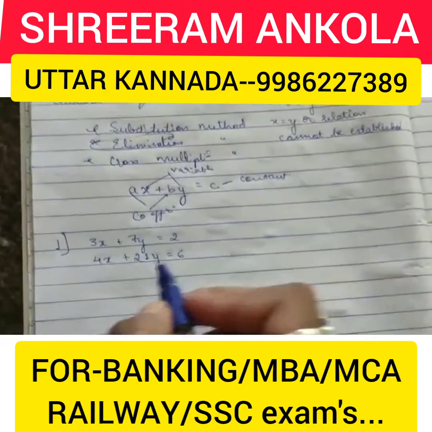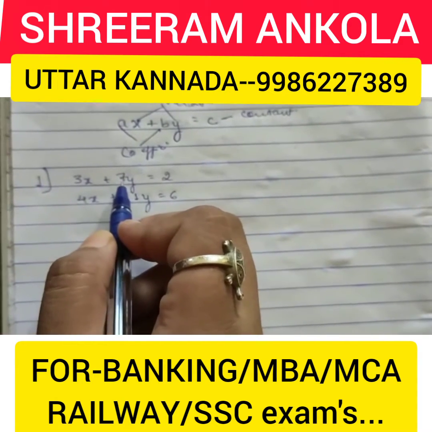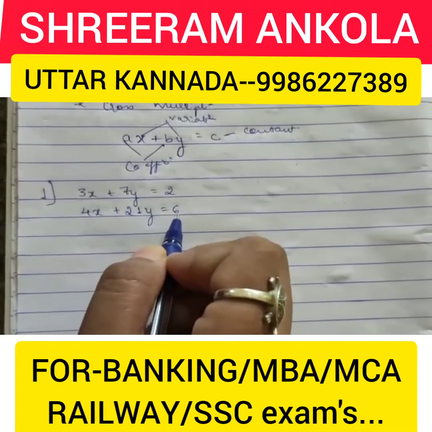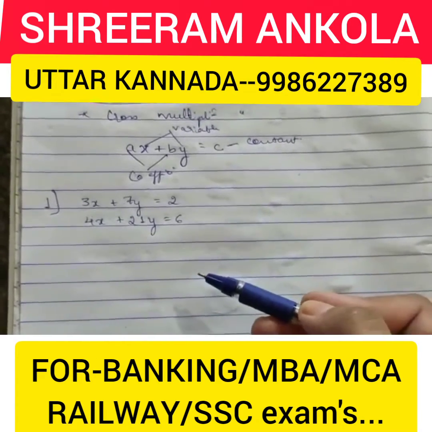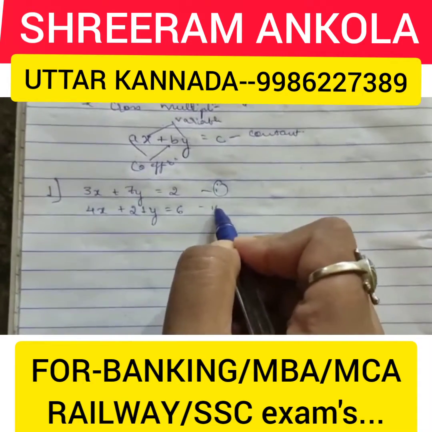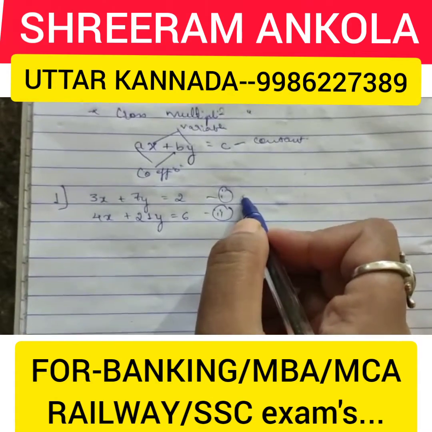Now coming to solving the first question. Here the question is 3x plus 7y is equal to 2, 4x plus 21y is equal to 6. Here we can do it by the general method, that is the elimination method, which means you should multiply the first equation. This is the second equation. Here we will be multiplying the first equation by 3.